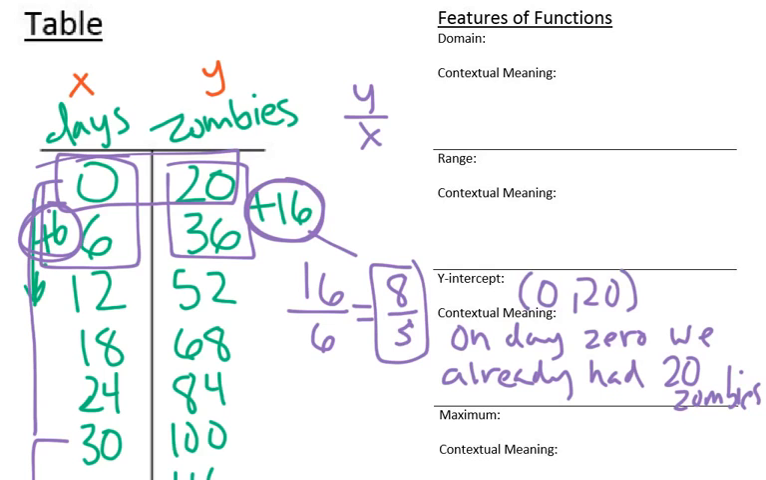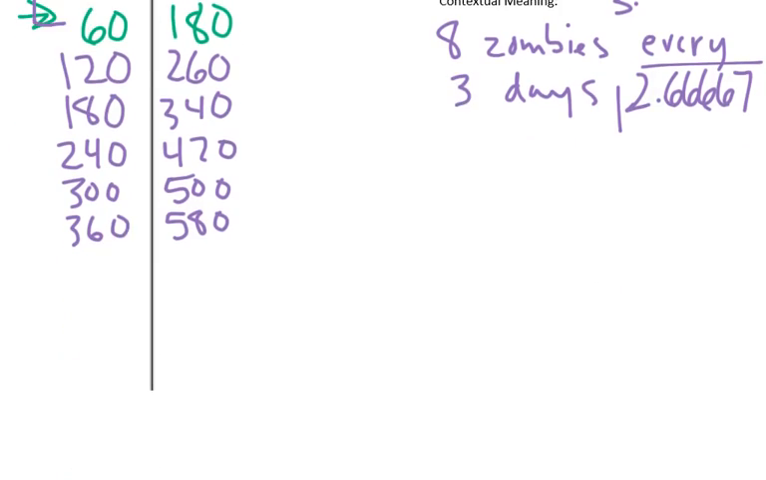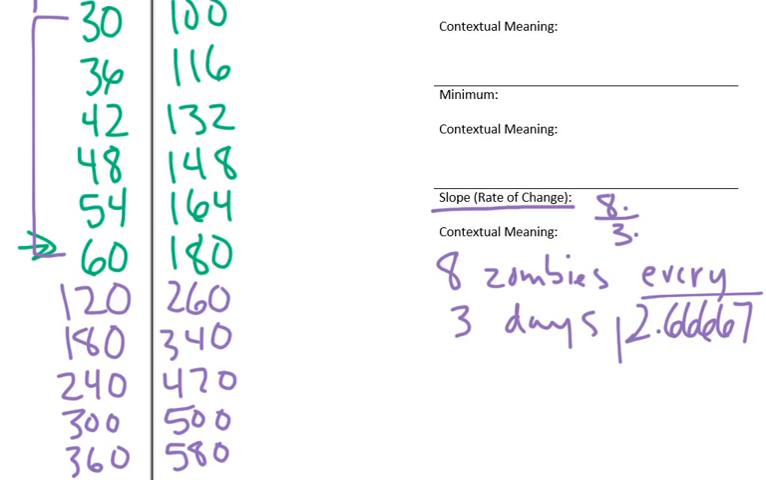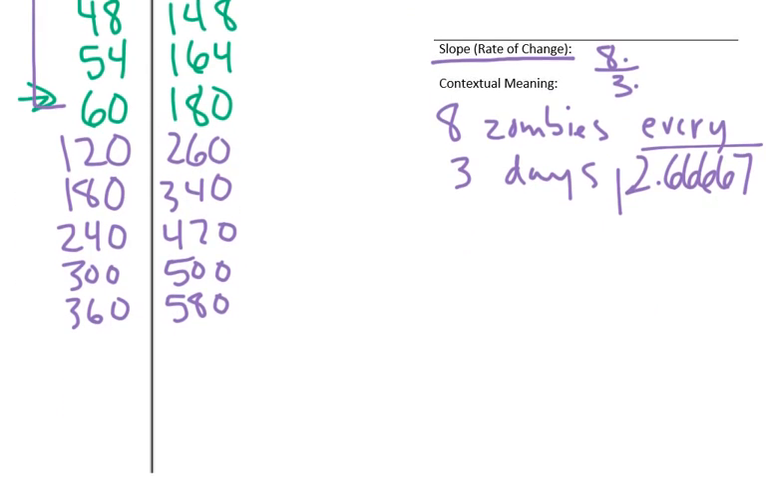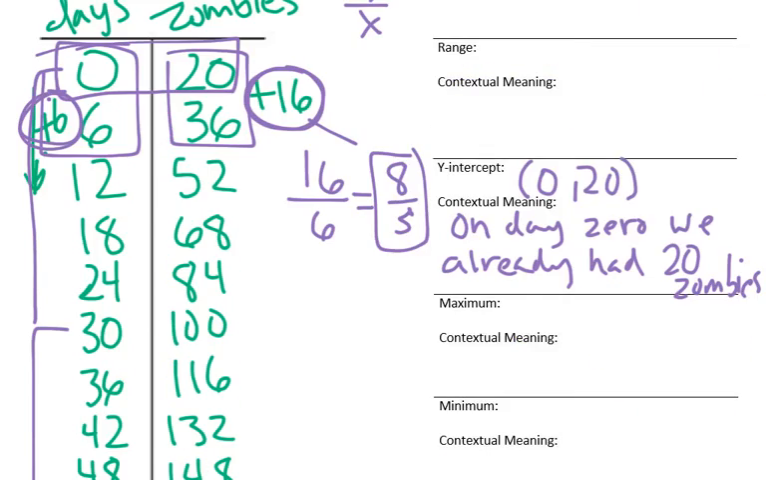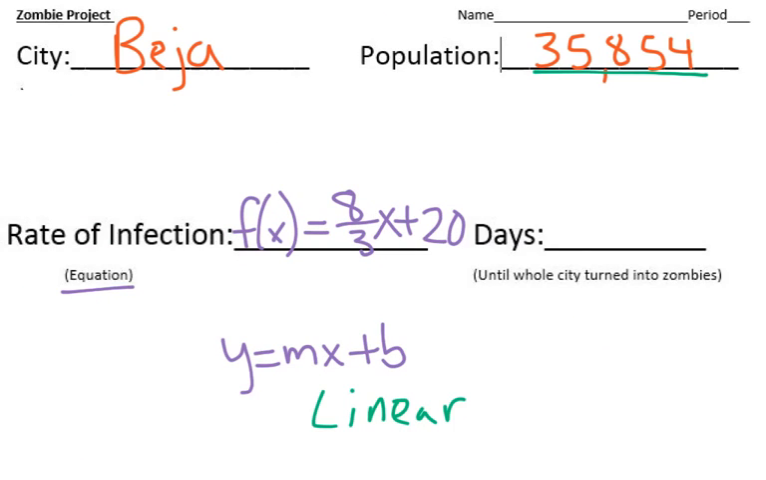Now, I can keep counting, and I could even go from 0 to 300 and say, how many, and start adding that many at a time. I could keep doing my table like that. But with linear, there's an easier way.